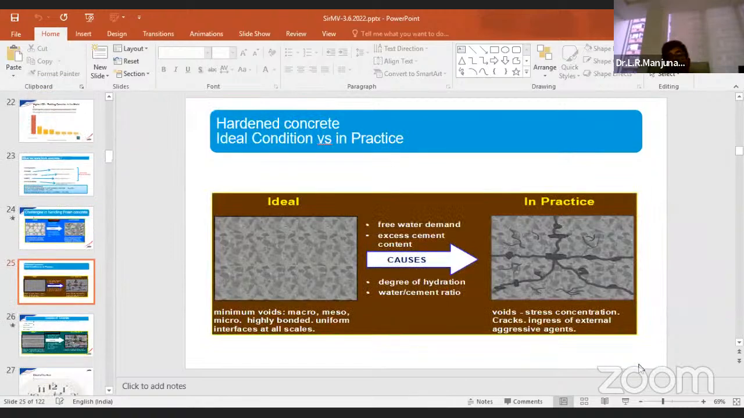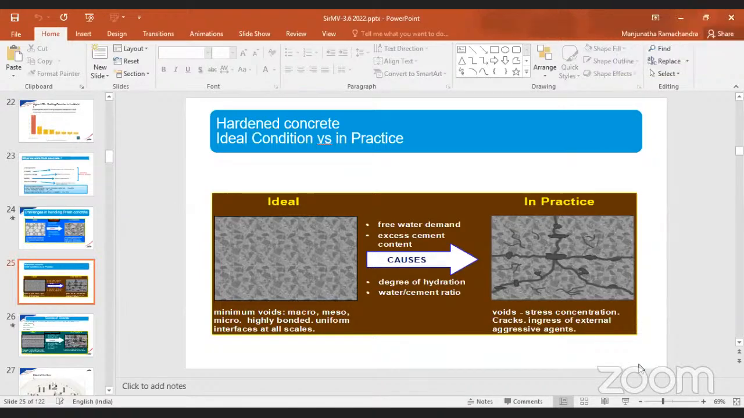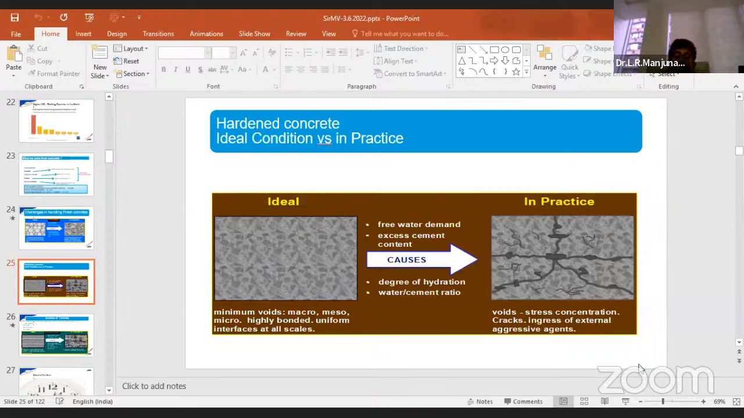Then when the concrete is set, we should have a proper cover, and there should not be any cracks, or fewer cracks. There should not be any ingress of atmospheric agents like carbonation, carbon dioxide, chlorides, sulfates, and moisture. These are the various harmful agents which attack concrete. So ideally, we want the concrete to be completely crack-free and dense, with very good particle packing. But generally, in practice, we have cracks and other things.